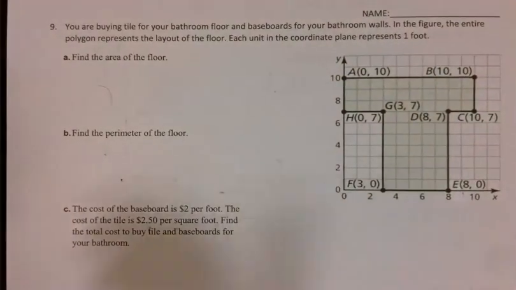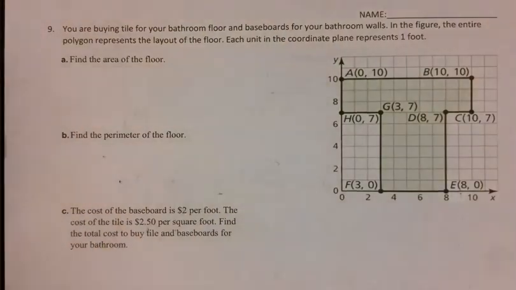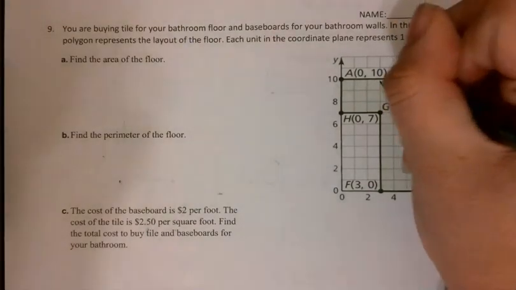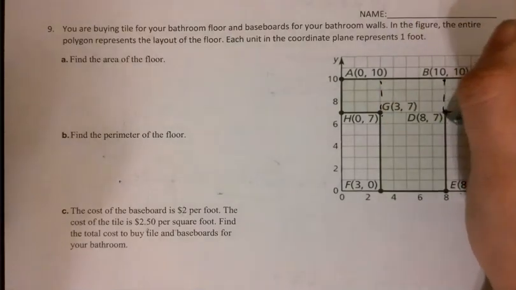This one is telling me I am buying tile for my bathroom floor and baseboards for my bathroom walls. In the figure, the entire polygon represents the layout of the floor, and each corner point represents 1 foot. So I need to find the area of the floor. What I'm going to do is I'm going to break this up into 3 separate rectangles.